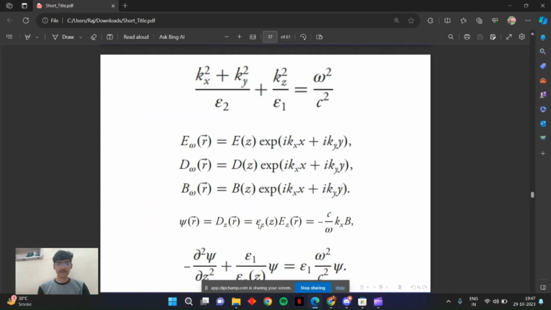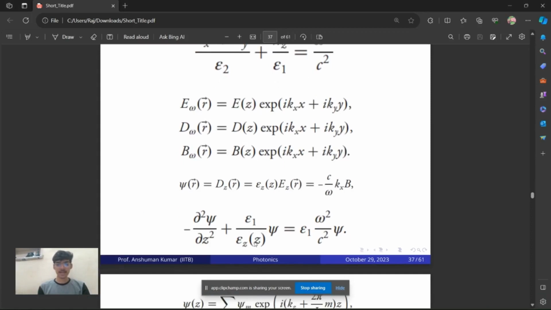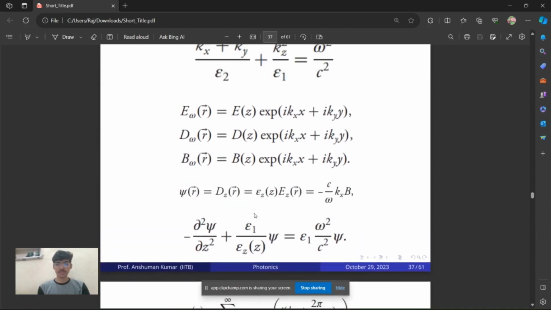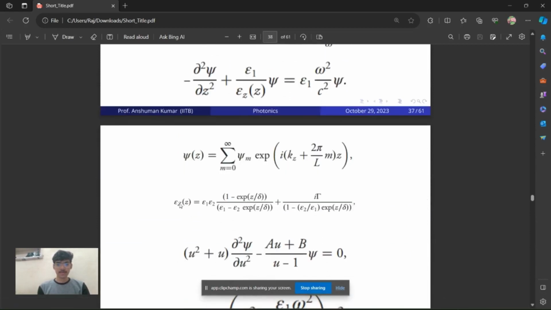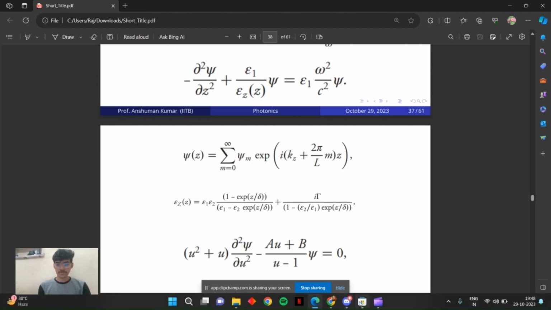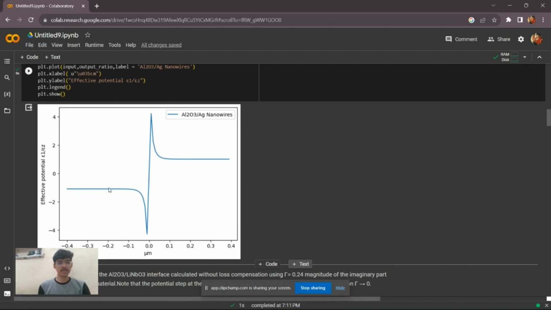Now, as discussed by Gopal, when we look at this equation and compare it with the Schrodinger equation, we see that here epsilon 1 by epsilon z is equal to the effective potential, and epsilon z here is this expression. Now for a hypercrystal made up of Al2O3, which acts as a hypermetamaterial, and LiNbO3, which acts as a dielectric, tau is much less than 1. So we can neglect this imaginary part and focus on the real part, as this value is very close to 0. So when we put in our effective potential epsilon 1 by epsilon z, we will see the potential as follows.